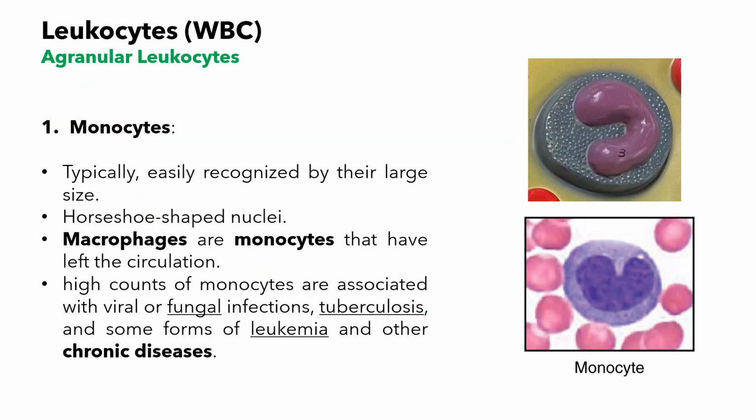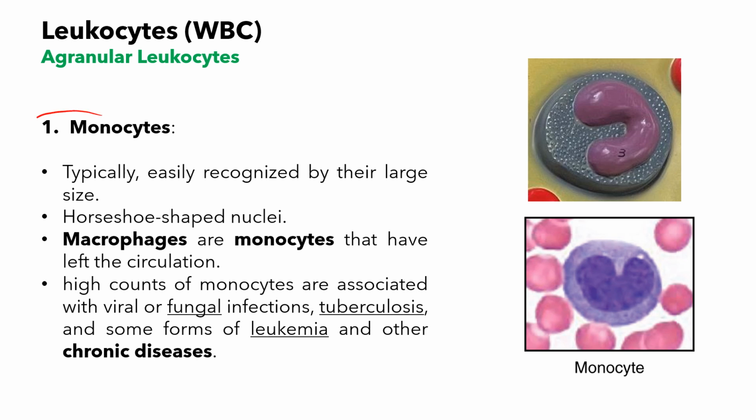The other groups are those called agranular leukocytes, and those are going to be easier. You're not going to look for granules because they do not have granules. So they have other characteristics, other features that you're going to look for when you see pictures or when you see them under the microscope.